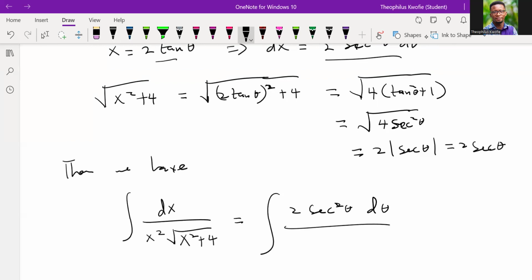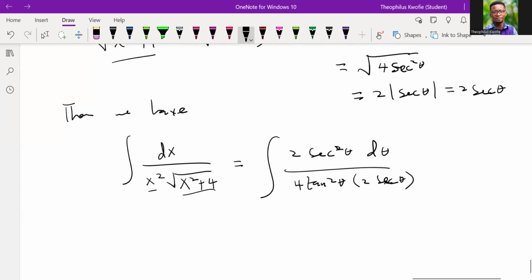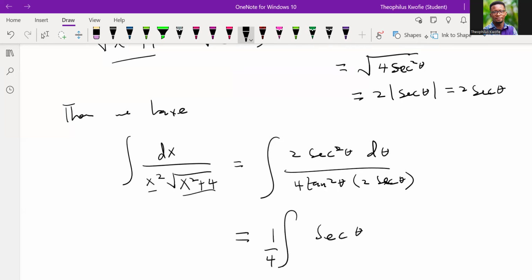And then what is our x? Our x already we know is 2 tan theta. So when we square that, we should have 4 tan squared theta, and then the root, which when we simplify, we had 2 sec theta. Let's have that in mind. When you simplify this further, we can pull out the 1/4, and we should have the integral of sec theta over tan squared theta d theta.